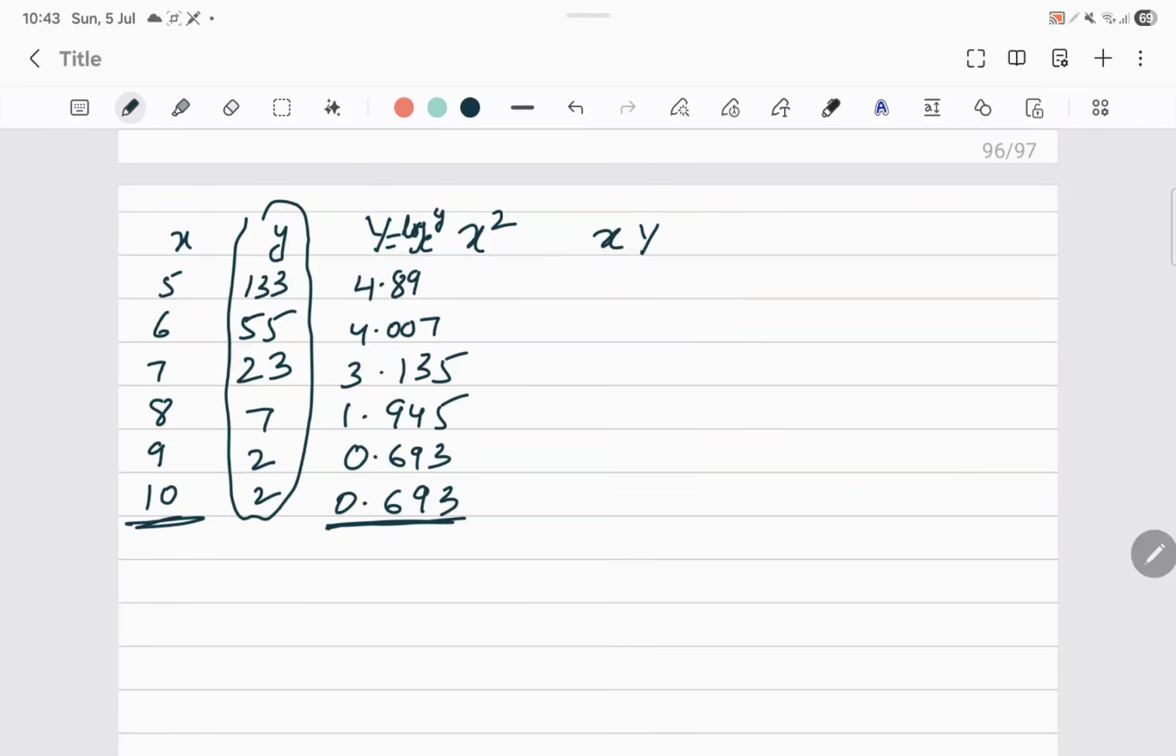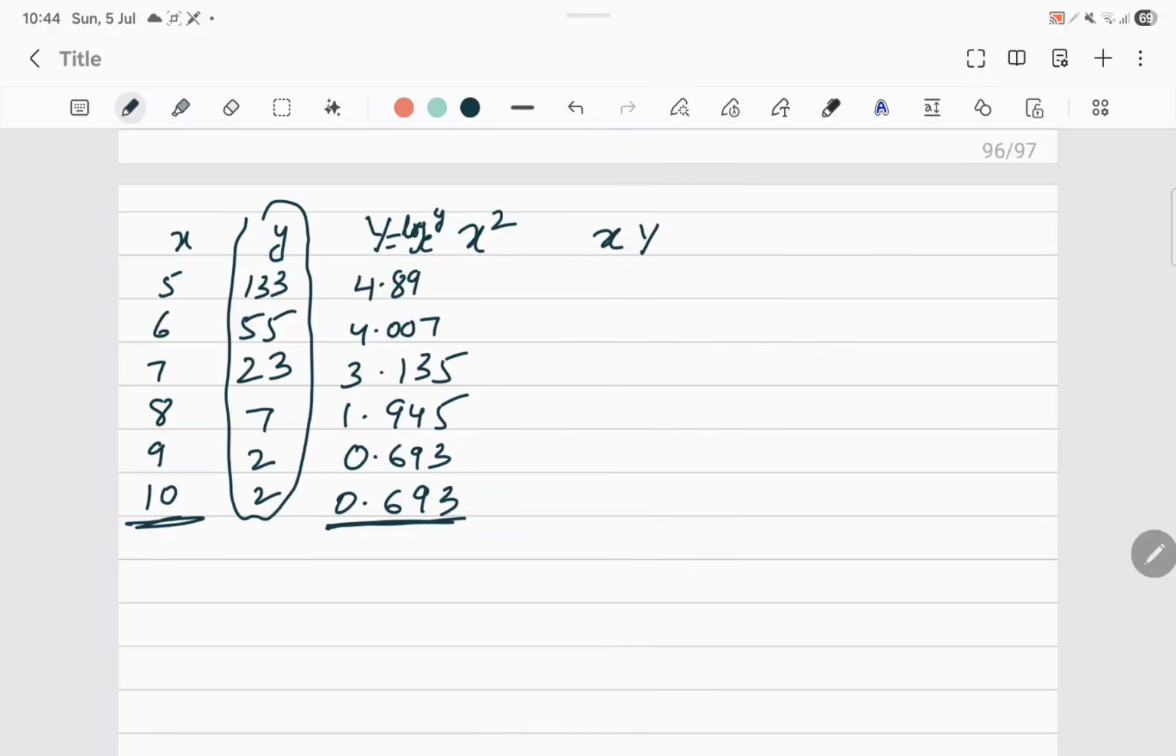In y values you put 4.89. Okay. Then 4.007. Okay. 3.135. Okay. Then 1.945. Okay. Then 0.693 and 0.693. So I have put the values. Now what will I be doing? I will do execute and I will go to two variable results.